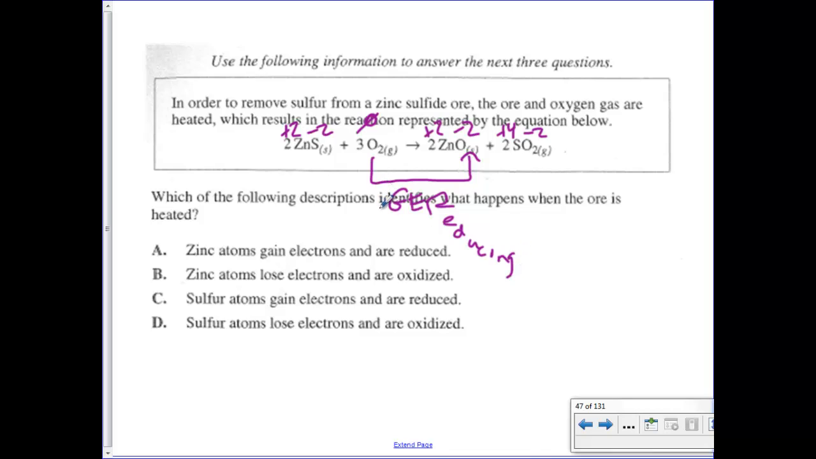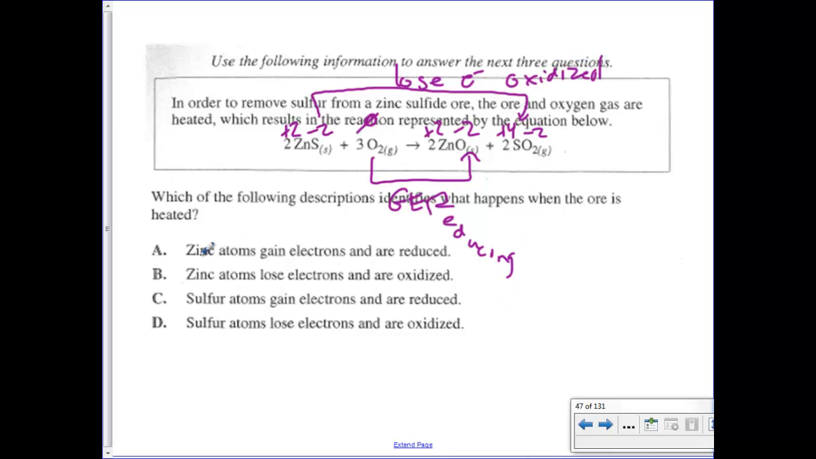What other numbers changed? Sulfur. Sulfur goes from -2 to +4. That's losing electrons. Losing electrons means that you're being oxidized.